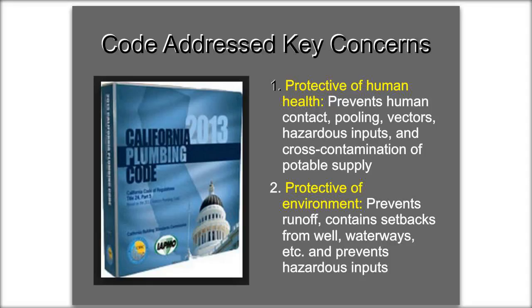The code is also designed to prevent pooling. Pooling of water, standing water, that is a place for human contact as well as a place for mosquitoes to grow. So there's multiple ways that the code prohibits pooling and also prevents it through some of its prescriptive requirements. It's designed to prevent vectors like mosquitoes. We don't want our graywater to breed mosquitoes. So there's multiple ways, again, to prevent that.